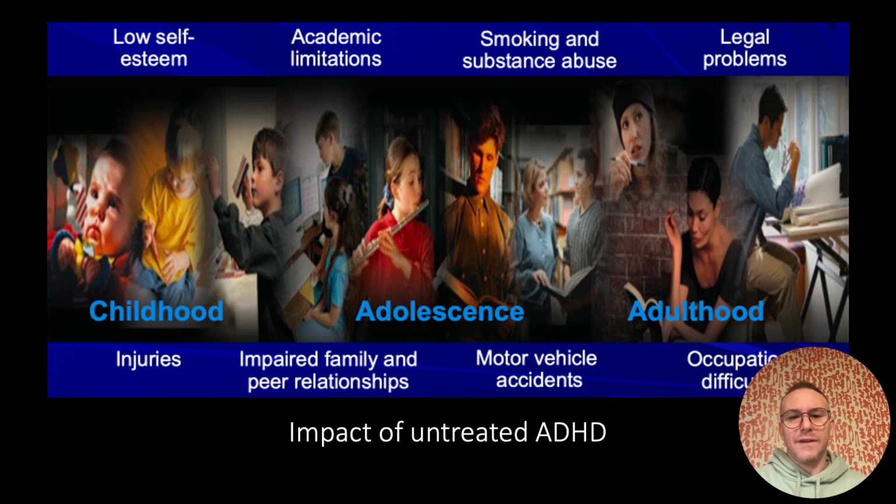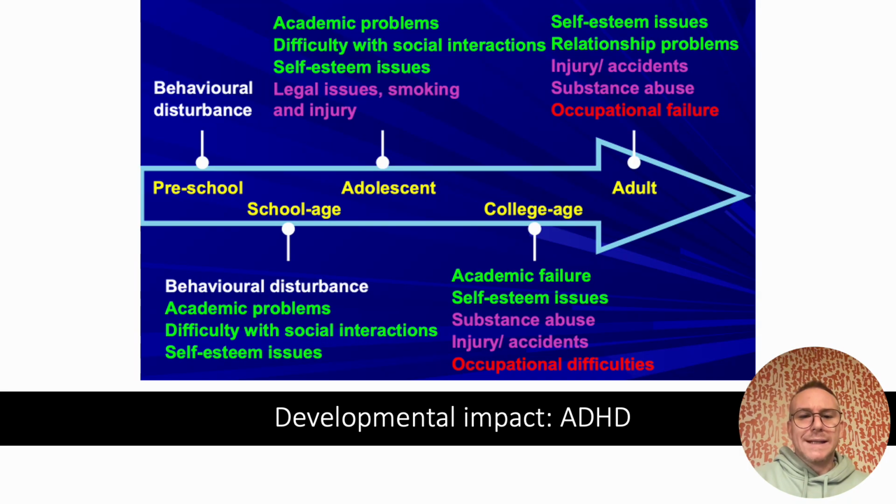As we enter into kind of young adults or upper end of teenage years, we might see motor vehicle accidents, and that might come from driving too fast, not paying attention, etc. And we start to see smoking and substance abuse as well. And as we move into adulthood, there can be on-the-job problems, occupational problems, in the workplace, and sometimes legal problems as well. Let's look at what the developmental impact of ADHD could look like.